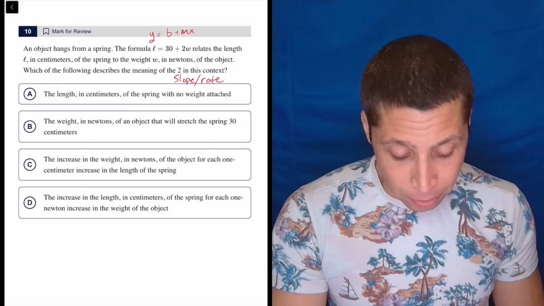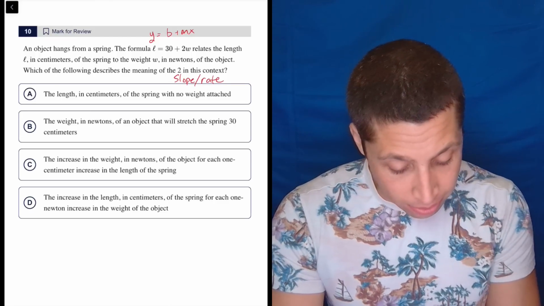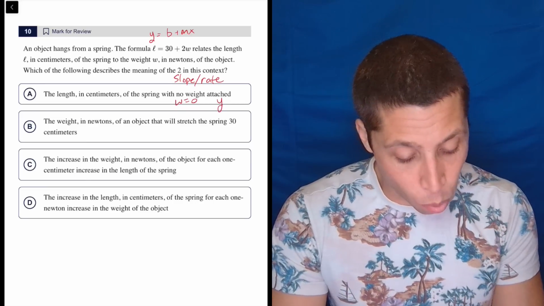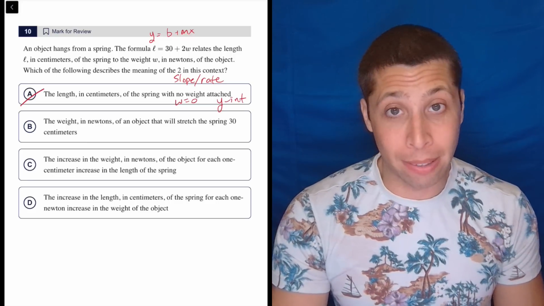So A, the length in centimeters of the spring with no weight attached. Well, no weight would be W equals 0. And since W is kind of behaving like our X, that sounds like a Y-intercept. So that would be the B. That would be 30. So they could have asked about that, but they didn't here.